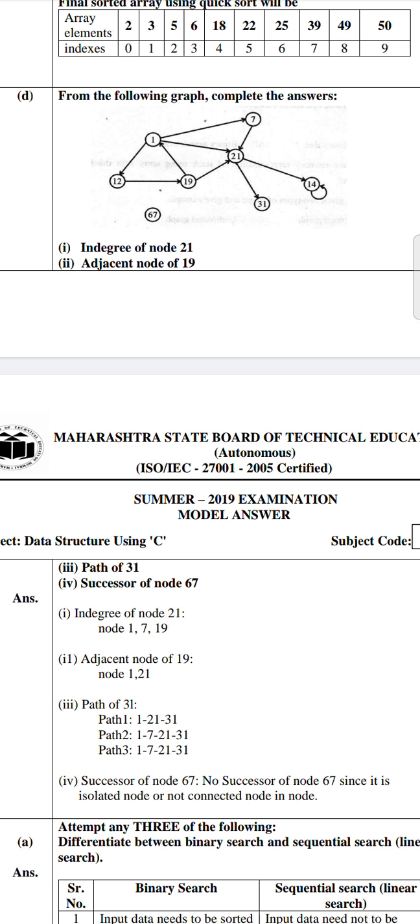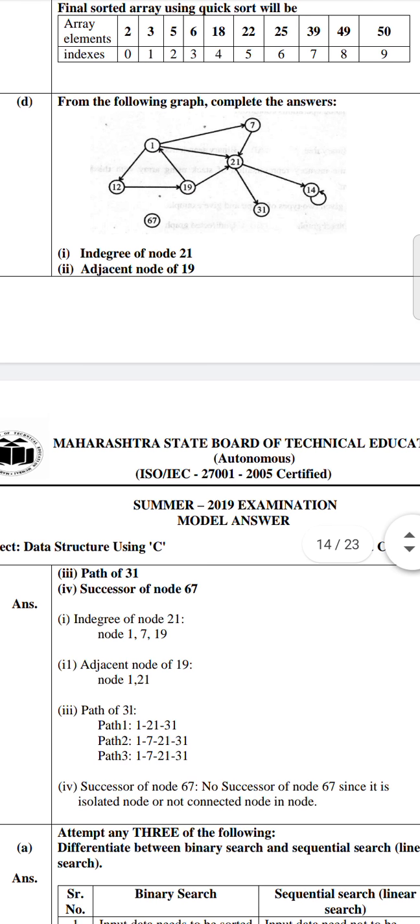तुम्ही 12 कडून 19 कडे येऊ शकता. You can go from 12 to 19, but you cannot traverse in a reverse direction. You cannot go from 19 to 12. So reverse path does not exist as the edges are directed edges. So for 19, adjacent nodes are 1 and 21 only.